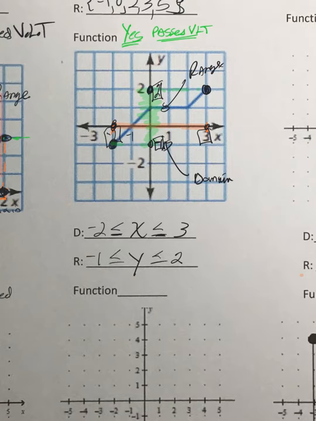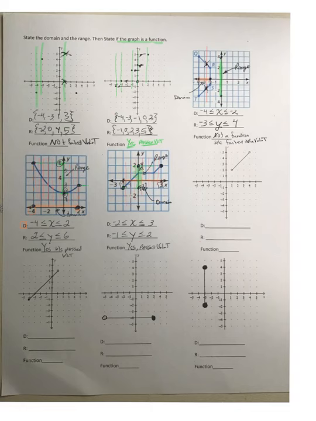And then did you try dropping a vertical line or visualizing dropping a vertical line? Does it ever hit more than once? So it passes. So yes, it is a function because it passes the vertical line test. So this is what we have so far, figuring out domain and range. So now let's look at some more simplistic pictures that aren't as complicated.